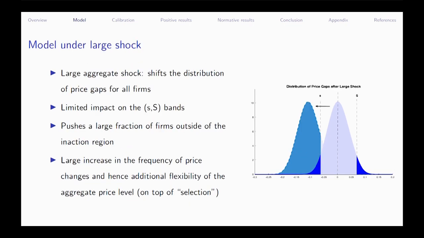Now, what we're interested in is how this model behaves in response to large shocks. And here, a completely different thing happens, in the sense that the entire distribution of firms gets shifted to the left, if you think of a positive monetary shock. This has a limited impact on the sS bands themselves, but it pushes a large fraction of firms outside the inaction region. That means that a large increase in the frequency of price changes occurs, which imparts additional flexibility to the aggregate price level, okay, on top of this selection effect. You can see this by the blue shaded area to the left of the lower sS band, and this is much bigger than the fraction of adjusting firms in steady state, which are the two tails that I showed earlier.